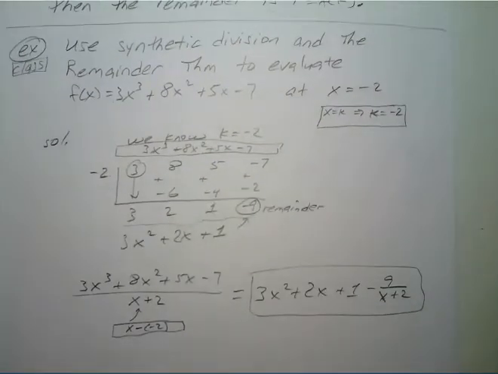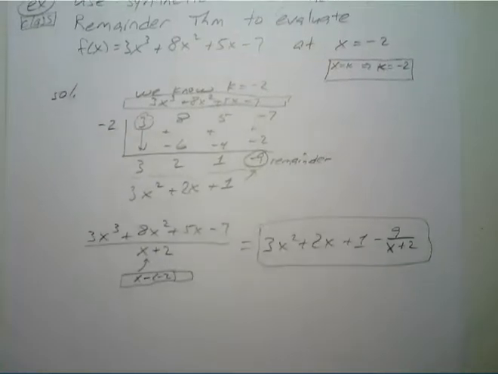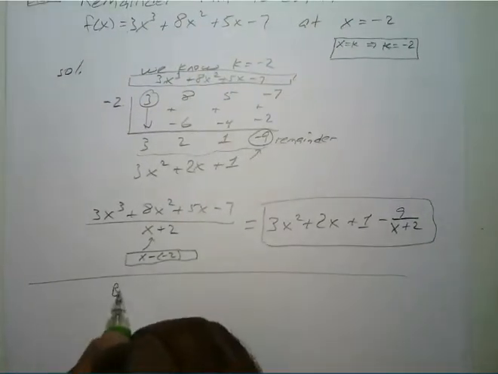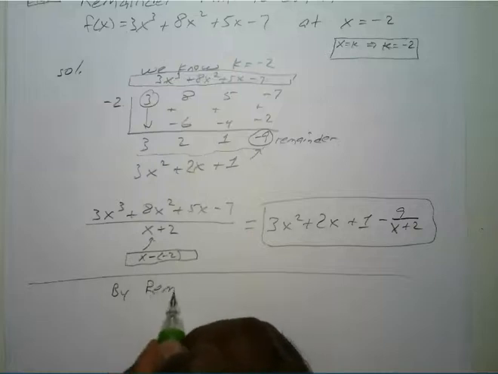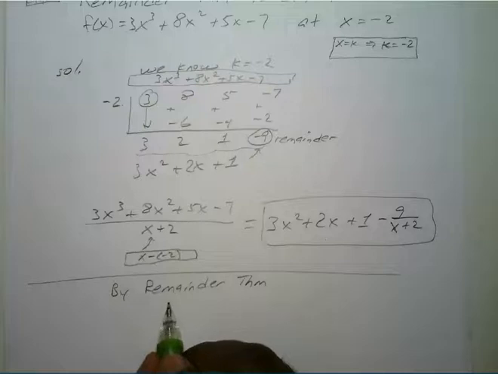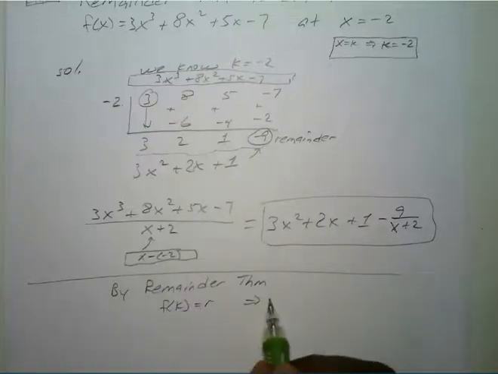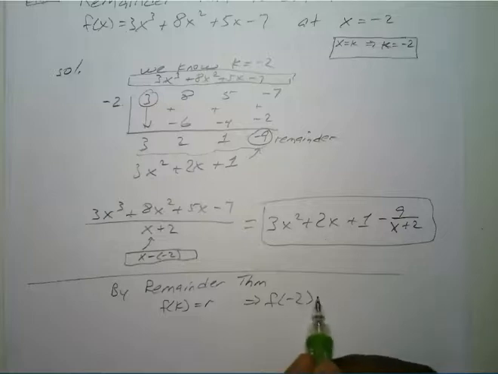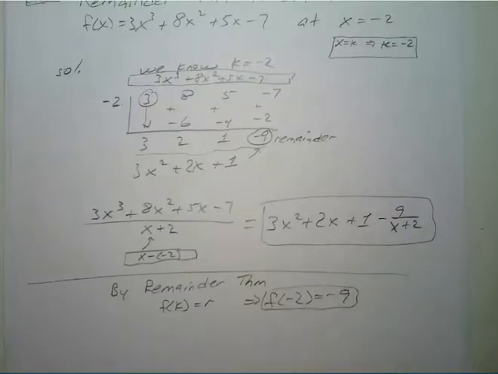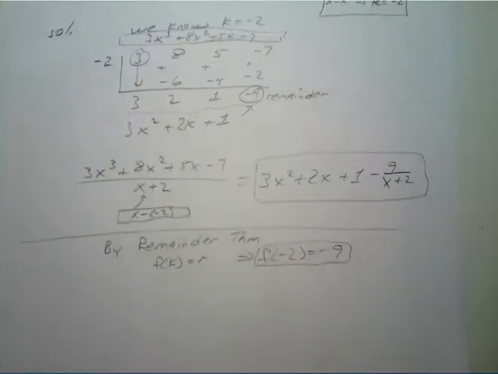Okay, so we know how to solve our division of polynomials using synthetic division, so let's look at what this means. By the remainder theorem, which says that f of k equals r, we know that f of negative 2 is equal to negative 9. Okay, how do we know that? Well, we can double check it.